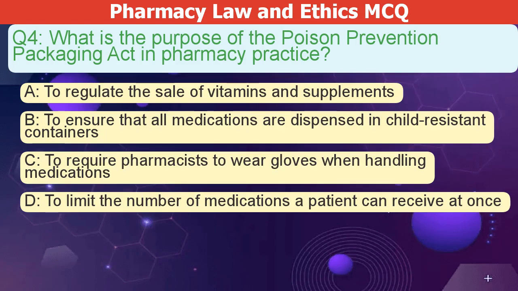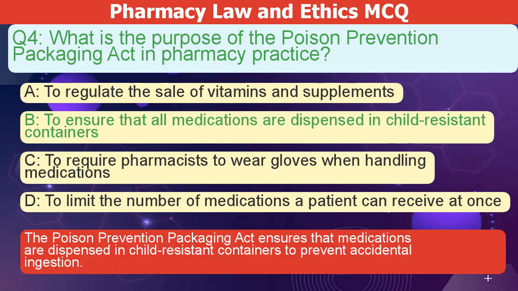What is the purpose of the Poison Prevention Packaging Act in pharmacy practice? A. To regulate the sale of vitamins and supplements. B. To ensure that all medications are dispensed in child-resistant containers. C. To require pharmacists to wear gloves when handling medications. D. To limit the number of medications a patient can receive at once. The correct answer is B. The Poison Prevention Packaging Act ensures that medications are dispensed in child-resistant containers to prevent accidental ingestion.